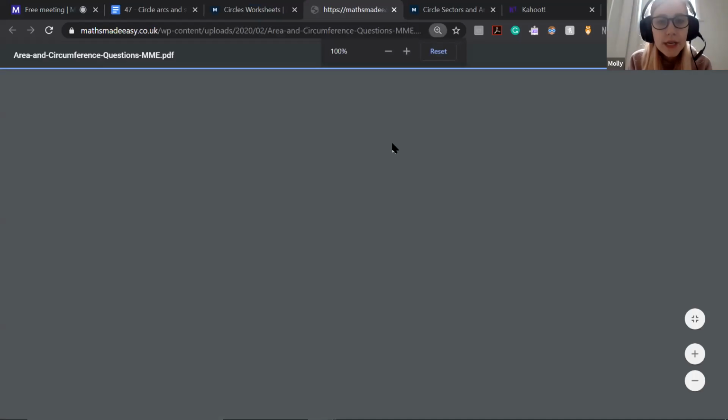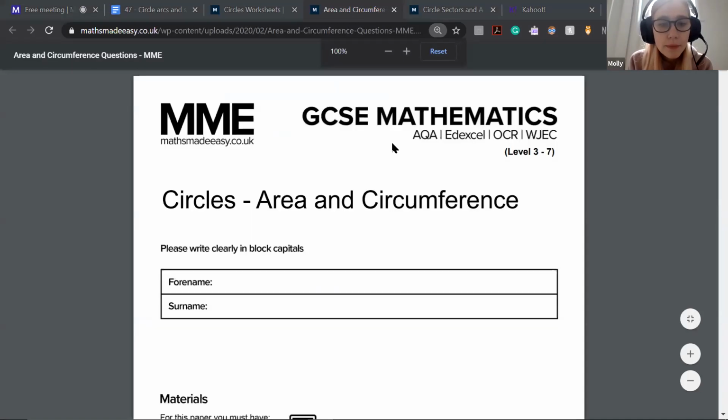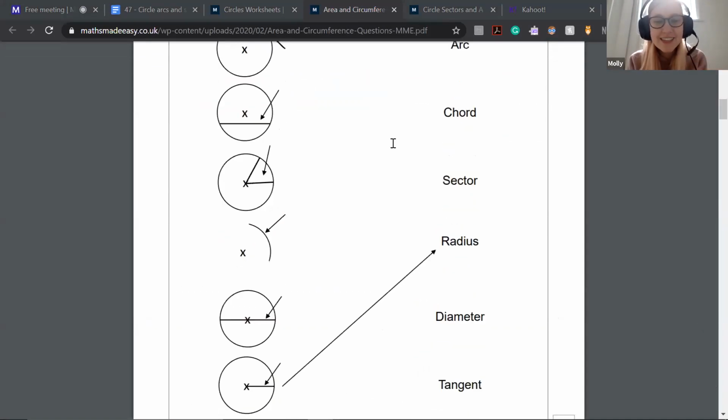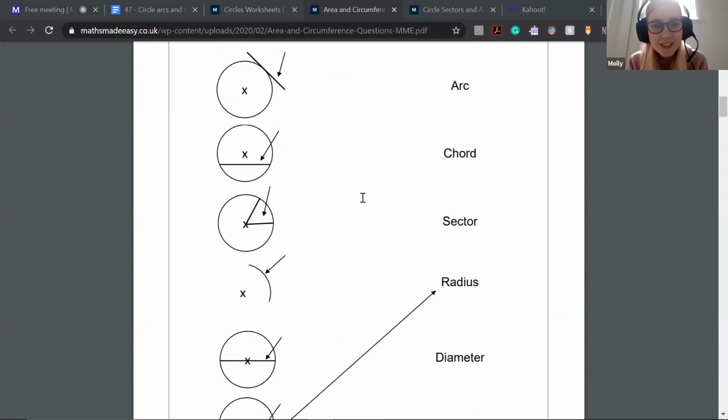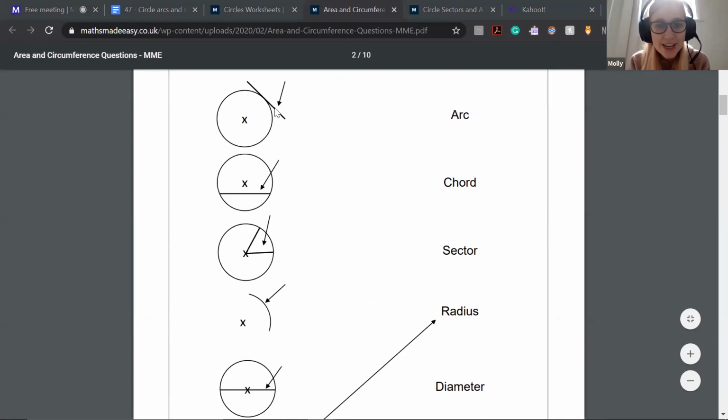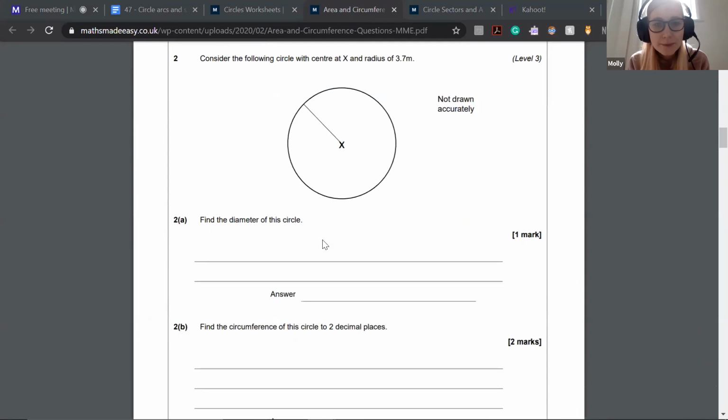Let's have a look at a worksheet here. This actually tells you everything here. Did I miss anything? Oh, tangent, I suppose, is where it's a line that just touches the circle at one point. But you know, I got all of the others, so.